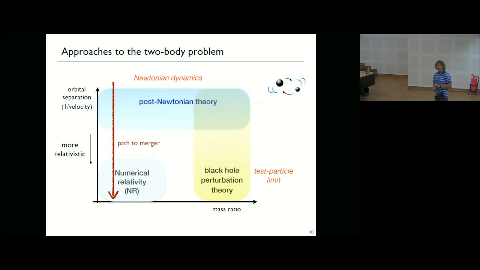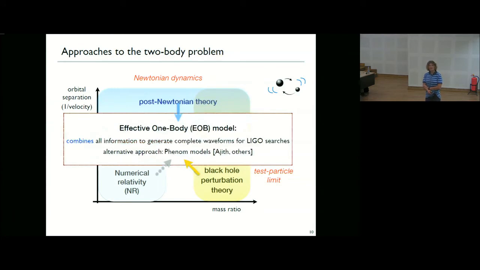So the idea is to have some models, because you see we do have information in different patches of this diagram, to combine them into single models and hopefully improve the modeling. So this is the idea of what is called the effective one-body model that tries to combine all information from post-Newtonian theory, test particle limit, and numerical relativity into a single framework to get an improved description. There's also a similar approach with the phenom models that I don't know much about, but Ajit is the expert here. So if you have questions, you can ask him.